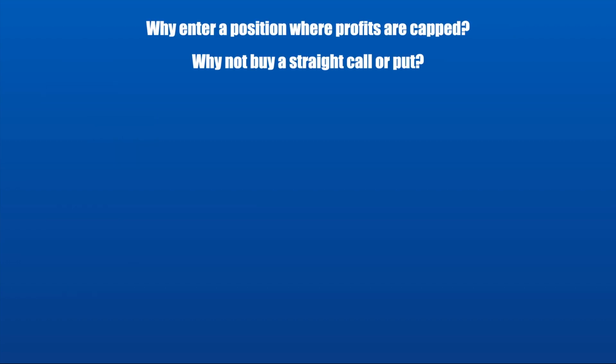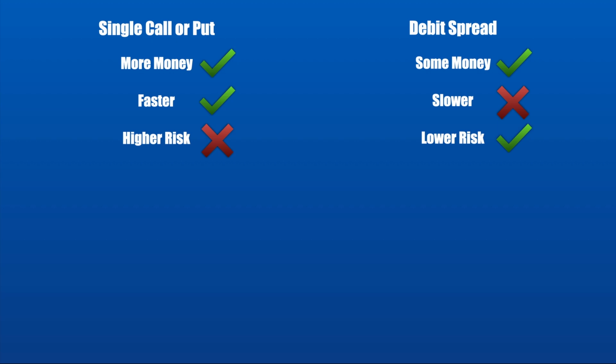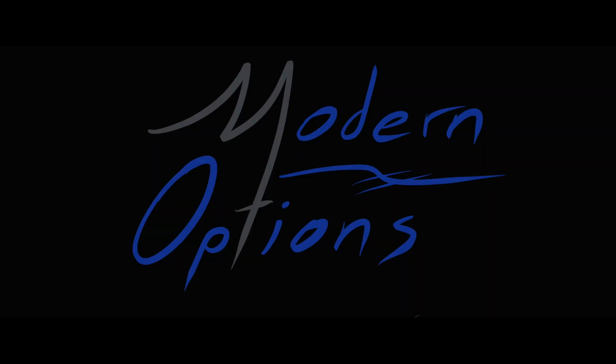Wouldn't you just rather buy a straight call or a straight put? Well, maybe. While you definitely can make more money from a straight call or put in a shorter time period, which is good, that type of position has a much higher risk profile and you'll lose a lot more of your value very quickly if your play goes against you, or if it just doesn't move at all, which is bad. So that wraps up all the info you should need to know on what a debit spread is and how to enter a position.